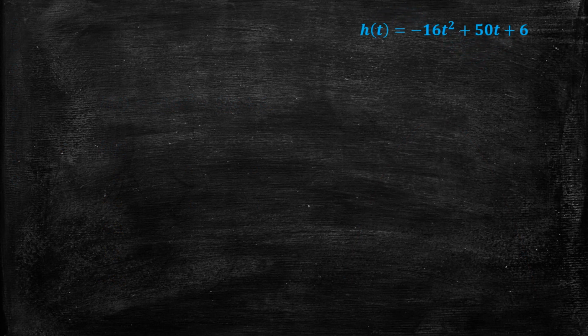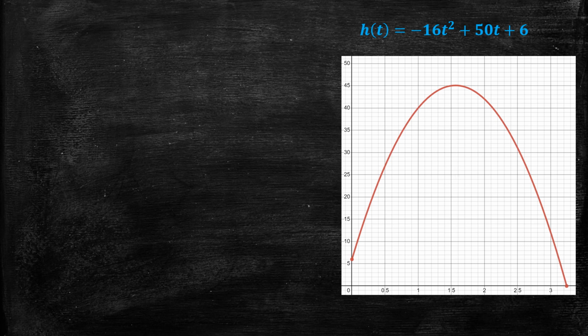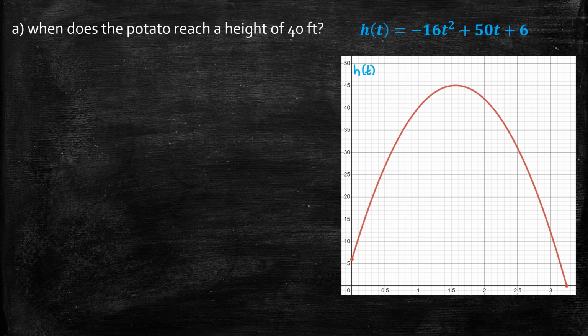So here is the height function, again, of the potato, and here's a graph of its height versus time. I neglected to actually label my axes. So height in feet is on the y-axis, and time in seconds is on the x-axis. Now bear in mind that this graph does not show the path of the potato. The potato is being launched vertically. It travels vertically up and then back down.